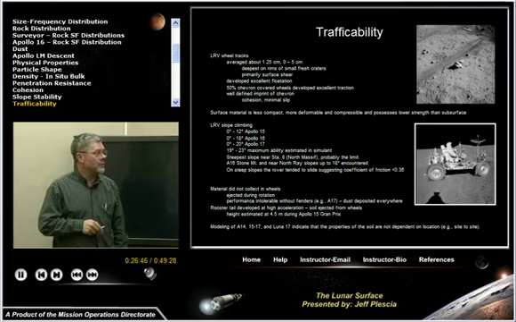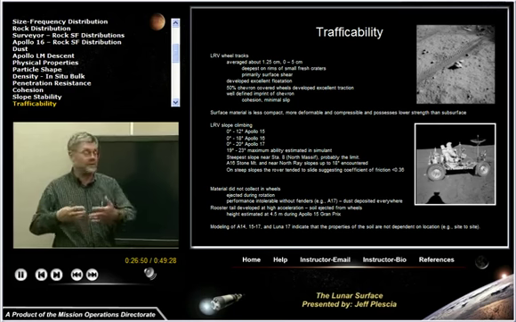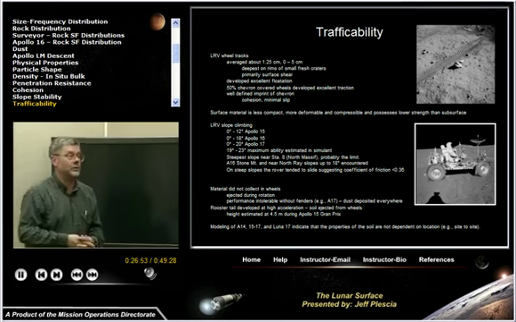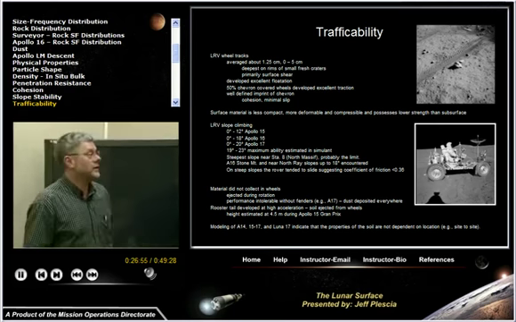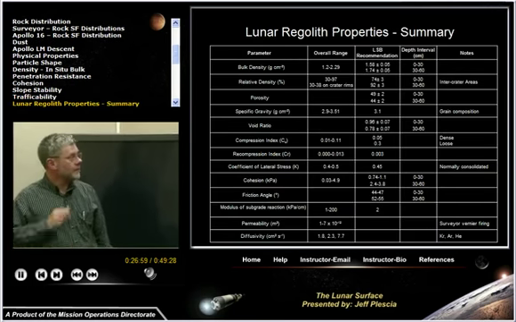They did have one problem: when they got off it, there was no mass anymore, and the thing started to slide down the hill a little bit, so they picked it up and put it in a crater to keep it from sliding down the hill. Next slide. This is just a table.